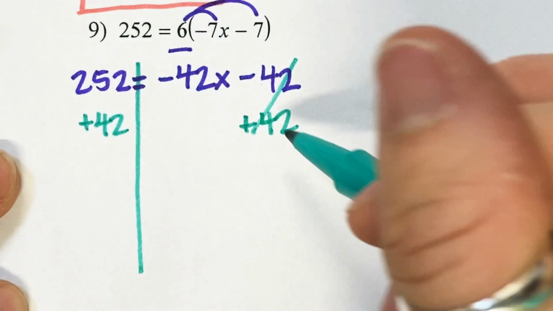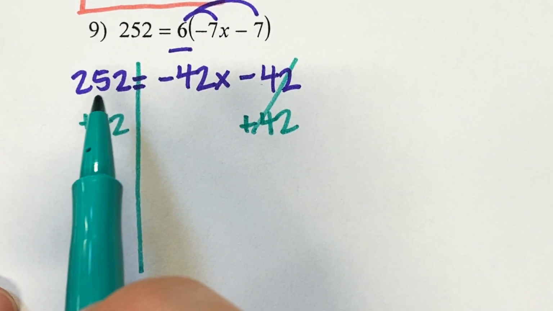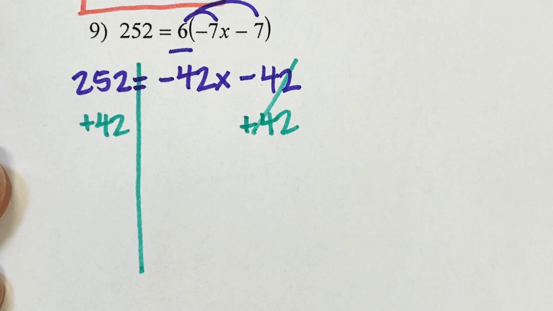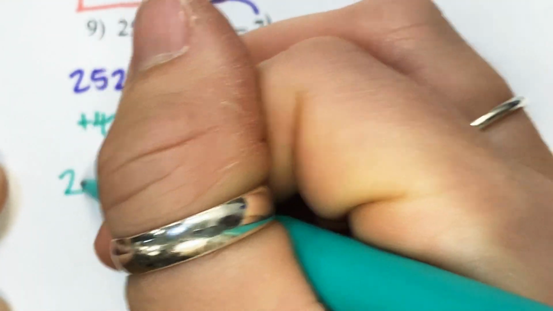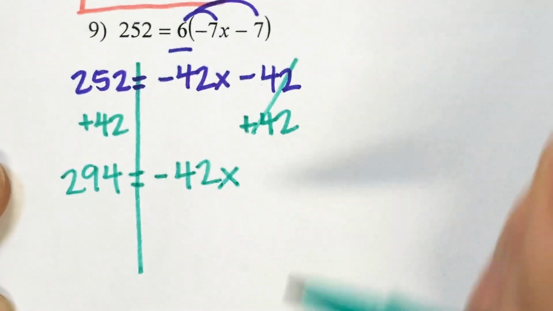Okay, so once you undo it, you have to do the same thing to both sides. So what is 252 plus 42? 252 plus 42 is going to give me 294 on this side, equals what's left over. We still have negative 42 times x.